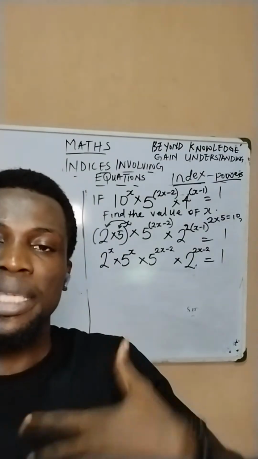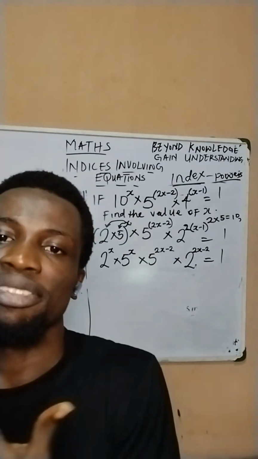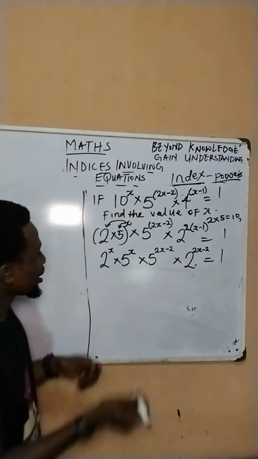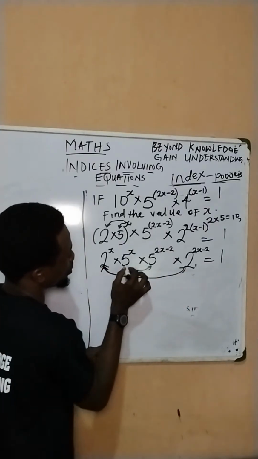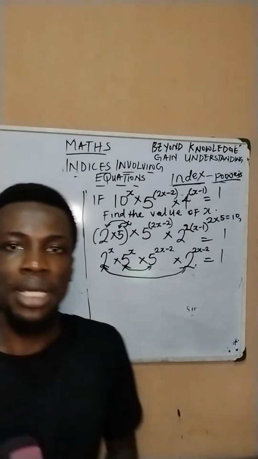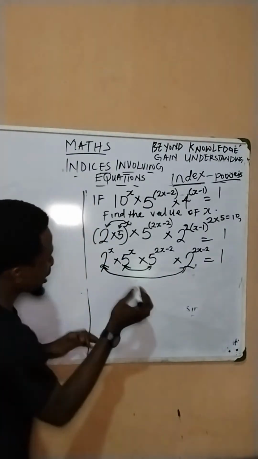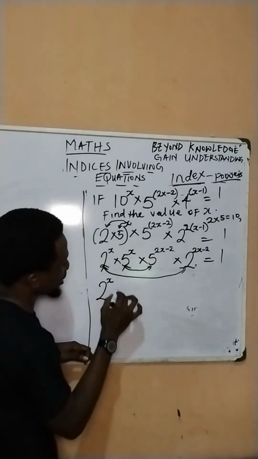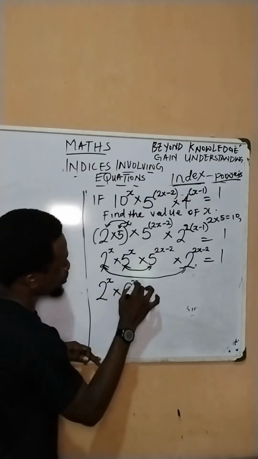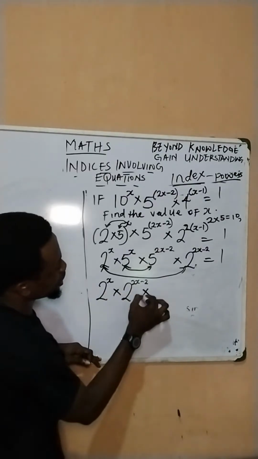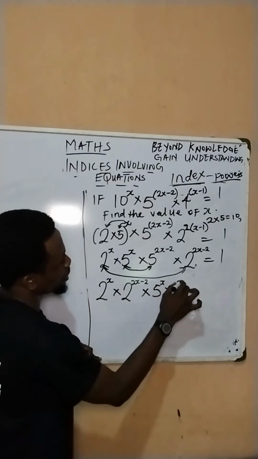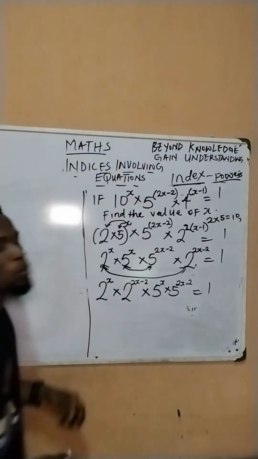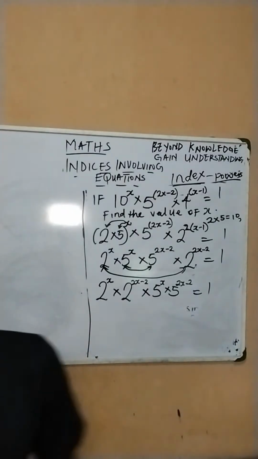Now I can simply rearrange. How do I rearrange? I can take this and this and affect the 2, and I can also take these 2 and affect the 5. How do I do that? Simple. I'll bring them together. So this is 2 raised to the power of x multiplied by 2 raised to the power of 2x minus 2, multiplied by 5 raised to the power of x multiplied by 5 raised to the power of 2x minus 2, equal to 1. This is what I have at this point.